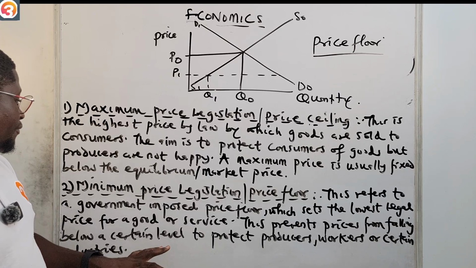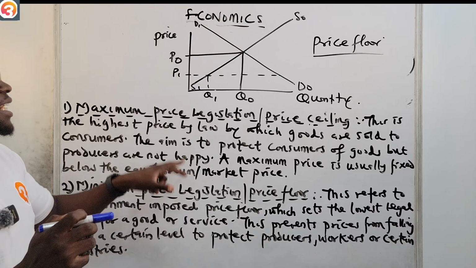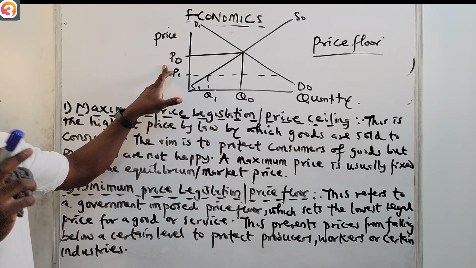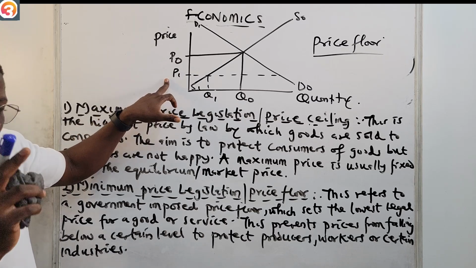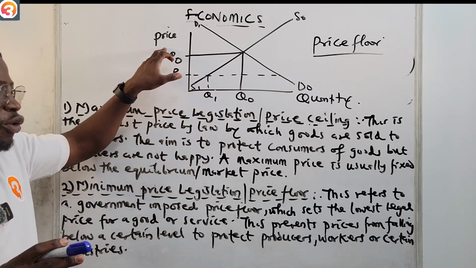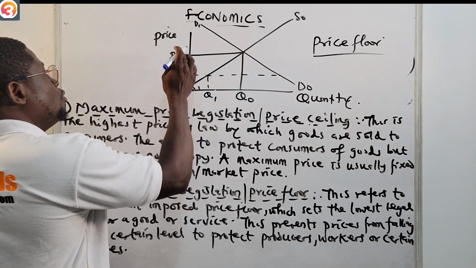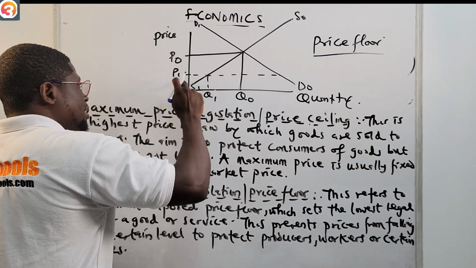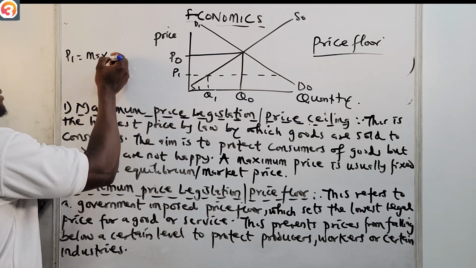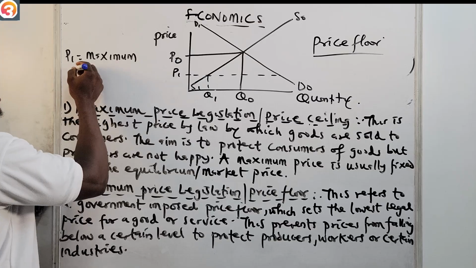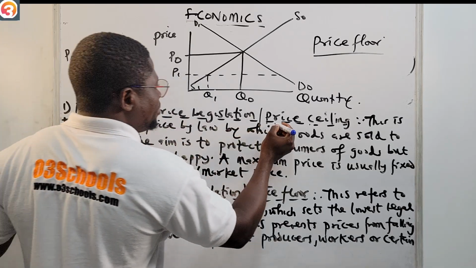For the minimum price legislation, it is usually fixed above the equilibrium price or market price. Take note: maximum is fixed below the equilibrium price, minimum is fixed above the equilibrium price. Take that as a take-home. So if this one is P1, this is the maximum price legislation, or what we call the price ceiling.